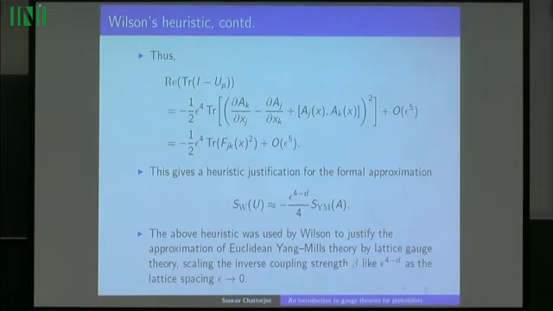So then Wilson said that you should scale. What you should do is that to define a Euclidean Yang-Mills theory, you have to define a lattice gauge theory on a scaled lattice, on a lattice of width epsilon, and then as epsilon goes to 0, you have to scale the inverse coupling strength beta like epsilon to the 4 minus dimension. That was Wilson's prescription for constructing Euclidean Yang-Mills theories.